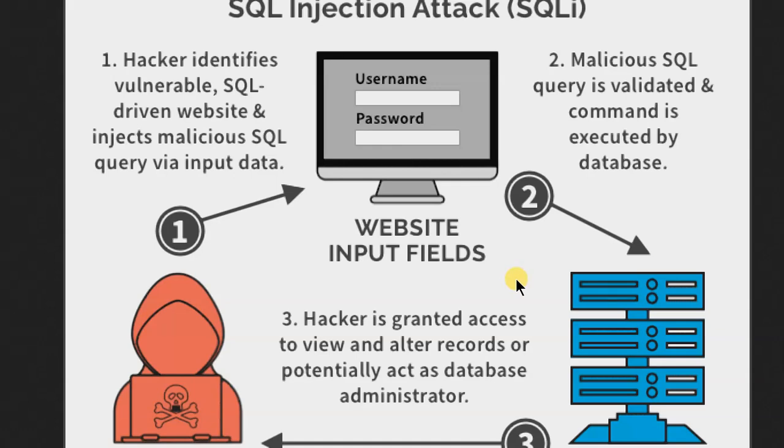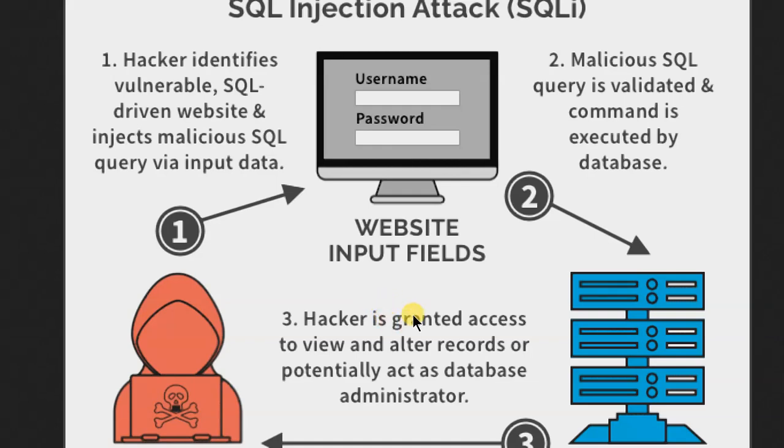There is a vulnerability in the database. Because of the vulnerability, it will respond to the malicious SQL query. If there is no vulnerability, the database won't respond. Understand or not? Here, the hacker identified the vulnerable SQL-driven website and injects the malicious query into the input. In the username and password field, he will inject the malicious SQL query, which is sent to the database. Because the vulnerability is there, it will respond. Then the hacker gets access.